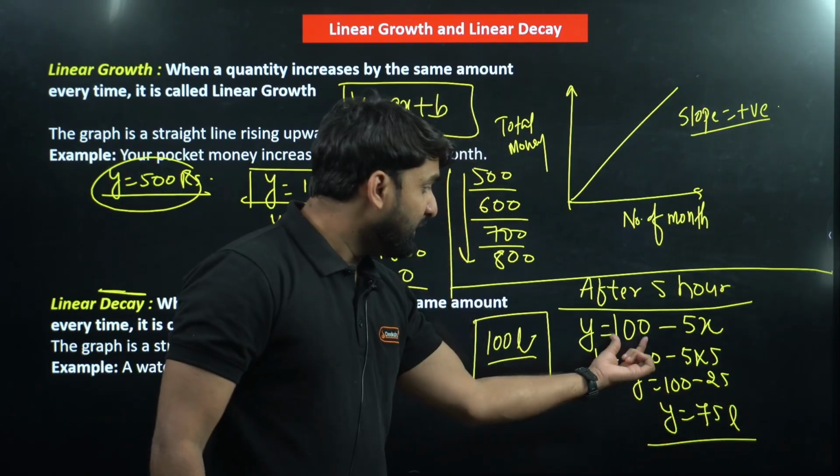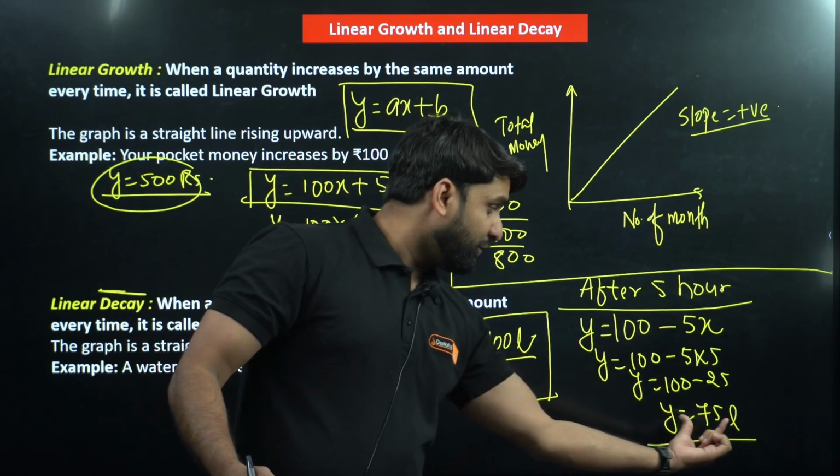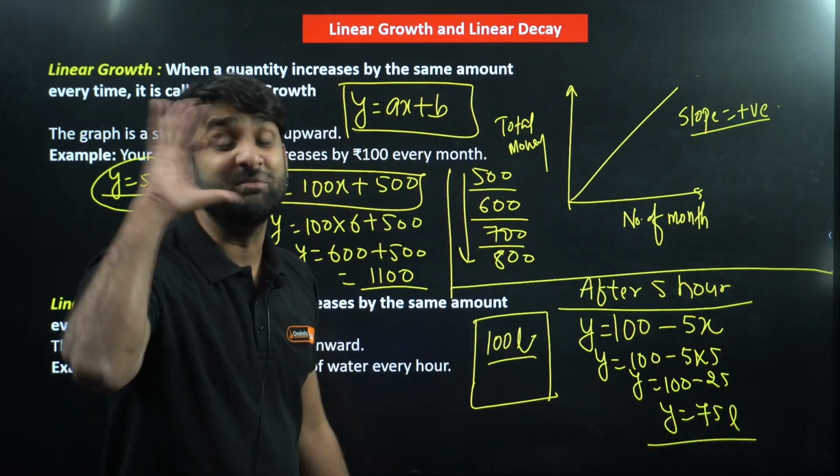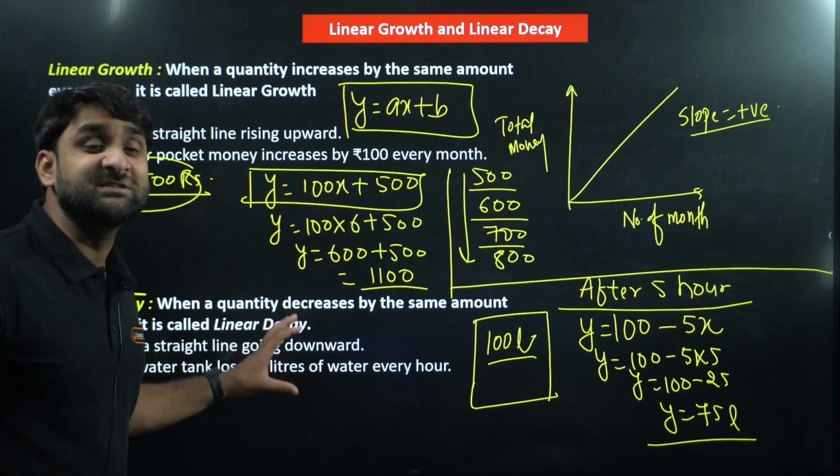So can you see here, 100 was earlier. The tank was filled with 100 liters of water. Now the water left in the tank is 75 liters. It means the quantity, the amount, is decreasing, and that is why this is called linear decay.